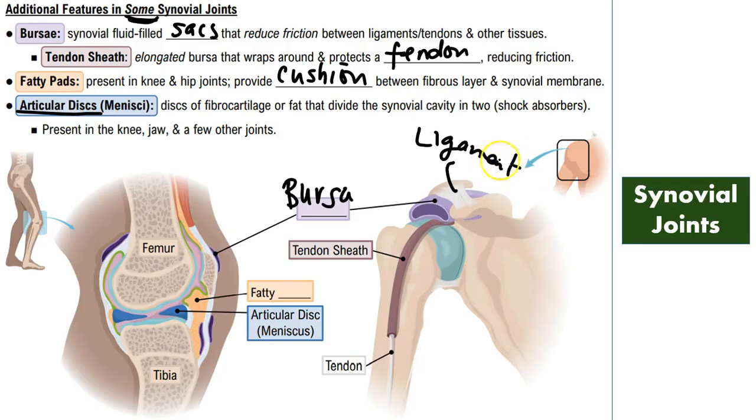Here's a ligament here. Okay? And that's going to be the main additional features you see for the shoulder. Let's talk about the knee. The knee has way more of these additional features.